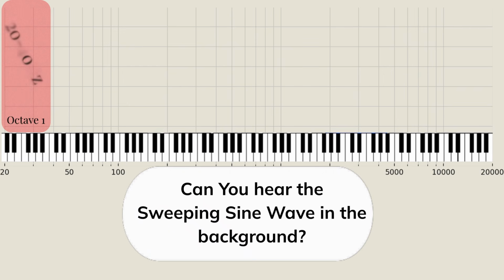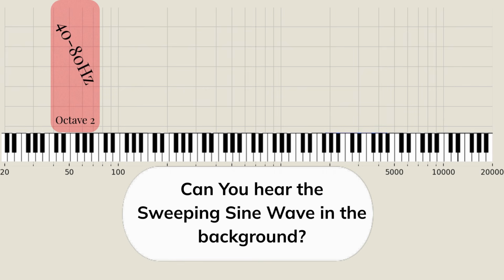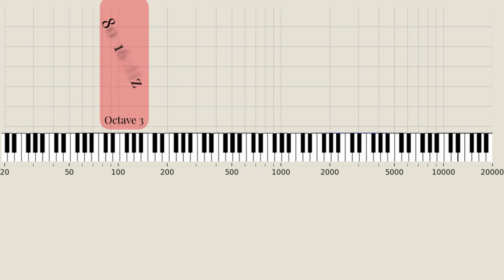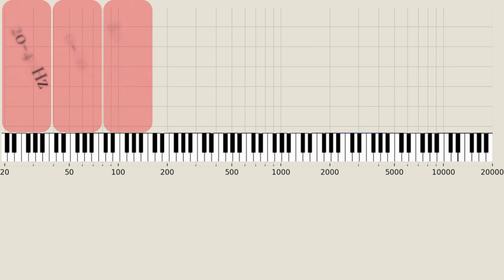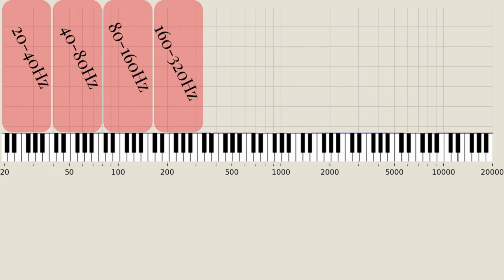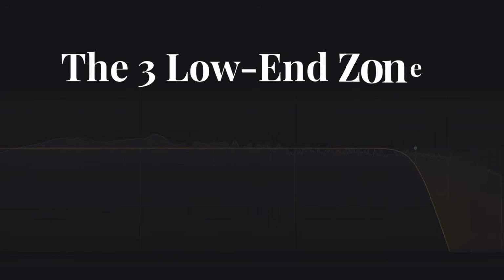Octave 1 starts at 20 Hz and goes up to 40. Octave 2 is between 40 and 80 Hz. Octave 3 is around 80 to 160 Hz. And octave 4 is at 160 to 320 Hz. Once you know what's going on between 20 and 300 Hz, shaping the weight, punch, and clarity of your low end becomes much easier. The 3 low end zones, the stuff that really matters.